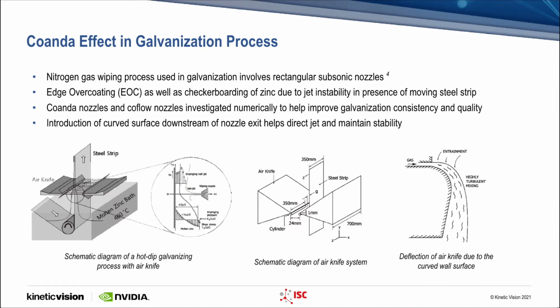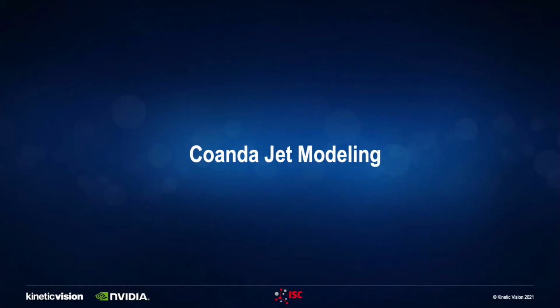Researchers have investigated Coanda nozzles as one way to help direct the flow downward towards the bottom of the steel strip and also maintain stability of the actual nitrogen jet so that you mitigate both the edge over coating as well as the checkerboarding pattern noticed. And this is really the application. It forms the motivation for the nozzle that we're going to be taking a look at on subsequent slides.